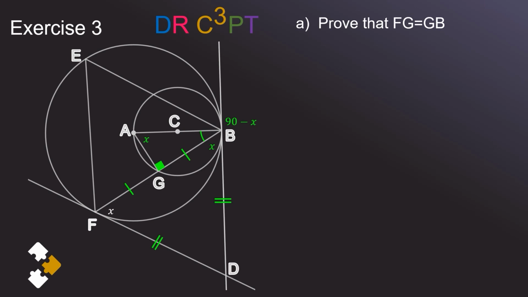Then, if we look at the large circle, we notice that DB is also a tangent to the large circle at B. So the angle X between DBF is an angle between the tangent and the chord, and then the chord BF subtends the angle BEF. And so we then know that BEF must also be equal to X. And if we look at FBD, we have a triangle, we've got two angles, and then to find the third angle, we simply go 180 minus the X, that gives us 180 minus 2X.